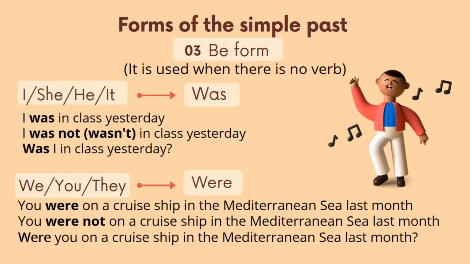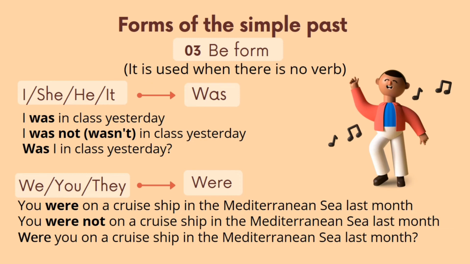Be form is the last form of the simple past. It is used when there is no verb. So we need an auxiliary verb. So it uses was or were. It depends on the subject. For the subject I, she, he, or it uses was. For example, I was in class yesterday. There is no verb here, so we need an auxiliary verb. In this case, it uses was as the auxiliary verb because the subject here is I, and then the time signal is yesterday. So the correct sentence is I was in class yesterday.